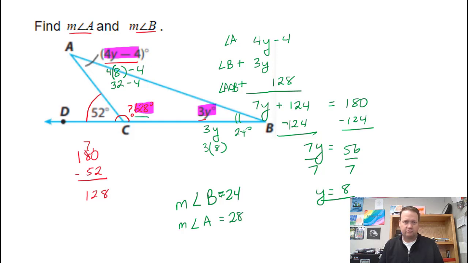And the other angle was 128. That's what this one was. And if I take 128 plus 24, it should equal 180. So those are the two angles that we were asked to find. Let's go try it one more time.